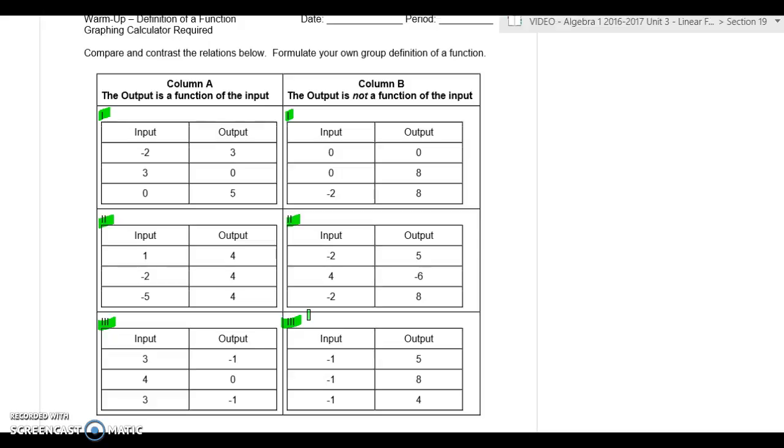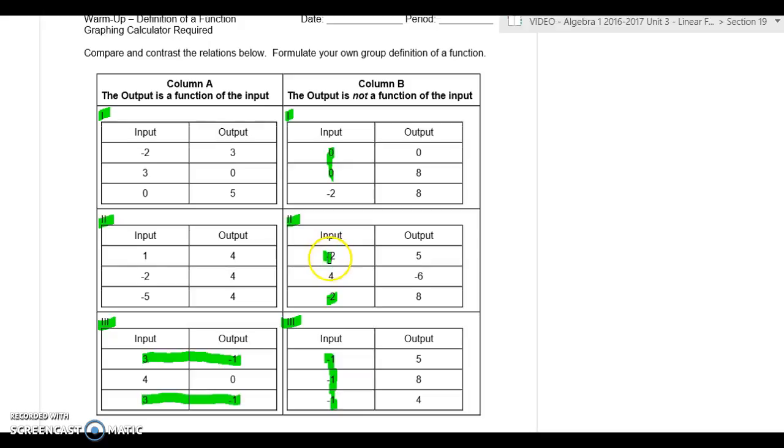So looking at these relationships here, what I'm keying in on the right-hand side is I'm noticing that everything on the right-hand side has that repeated input. Now, it does happen on the left one time, but take a look at the output that we get. It's the same. If we look at the right-hand side, when we have an input of 0, we get an output of 0. If we have an input of 0 again, we get an output of 8. That can't happen. That makes it not a function.